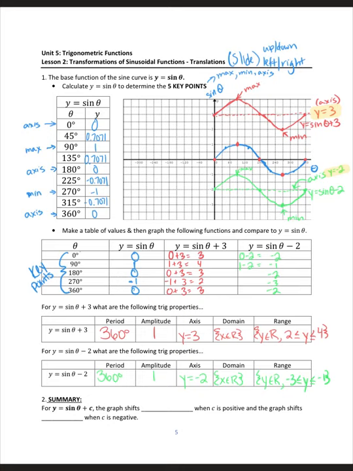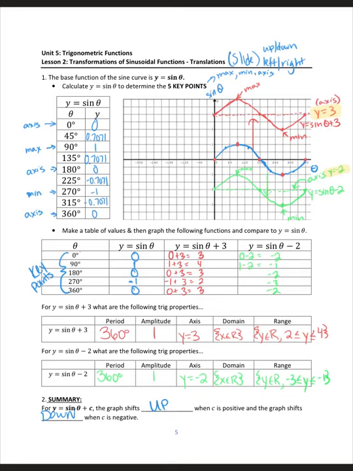Okay, so let's make some conclusions about this. For y equals sine of theta plus c, the graph is going to shift in which direction when we are adding, right? So the graph shifts up when c is positive. When we had a +3, the whole thing moved up, okay? And the graph shifts down when c is negative. So you can see when we subtracted 2, the whole thing shifted down, all right?